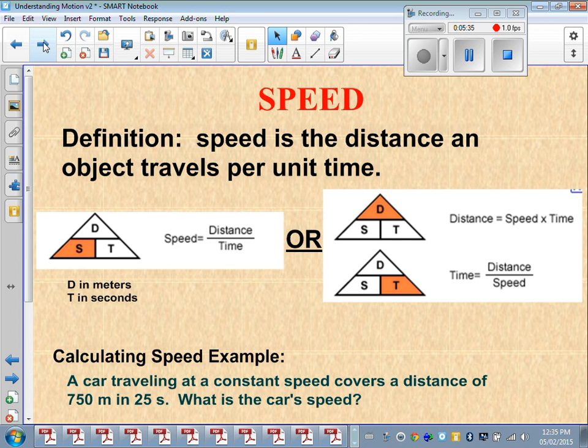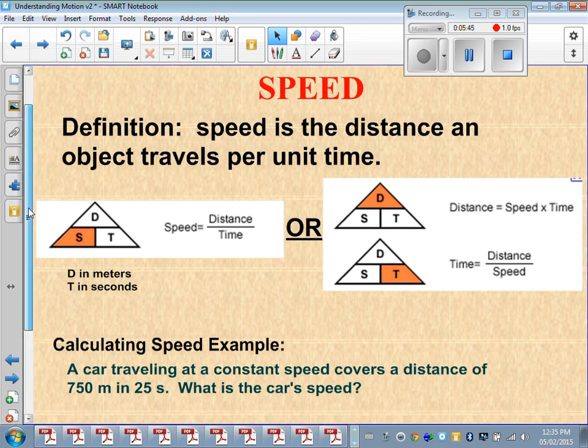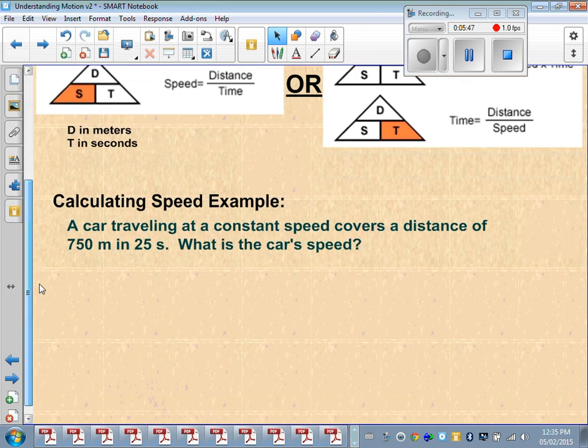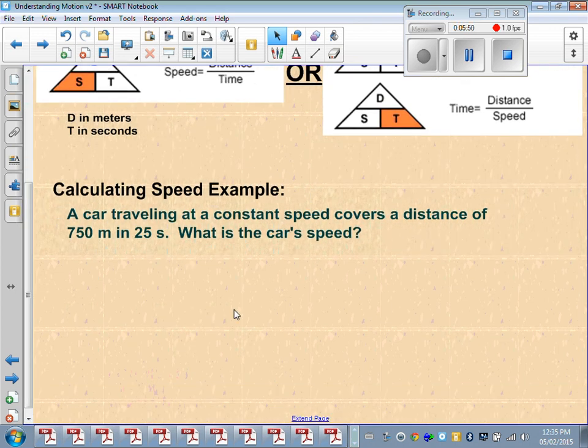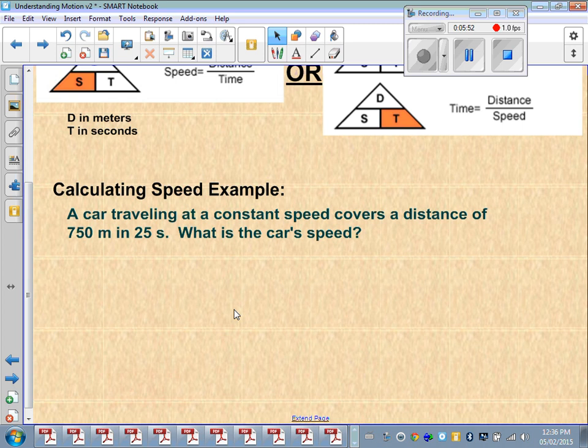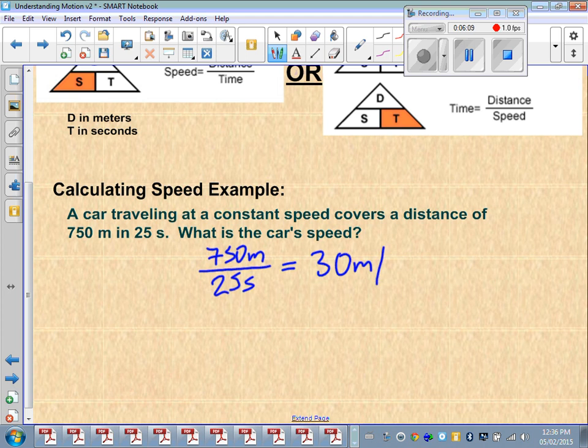What about speed? Speed is the distance an object travels per unit time. So it is that distance over time. Again, we're talking purely in scalar quantities here, and you may have done speed calculations before. So a car traveling at a constant speed covers a distance of 750 meters in 25 seconds. What is the speed? Well, it's just simply a case of figuring it out. 750 meters, which is the distance, over 25 seconds, which is the time. And that's going to give you a figure of 30 meters per second.